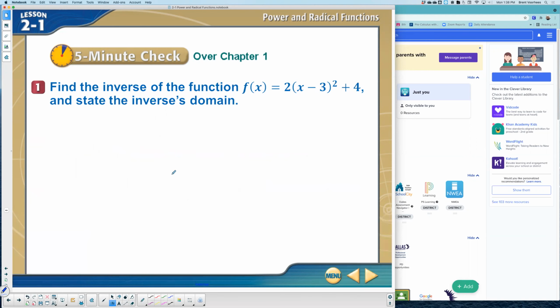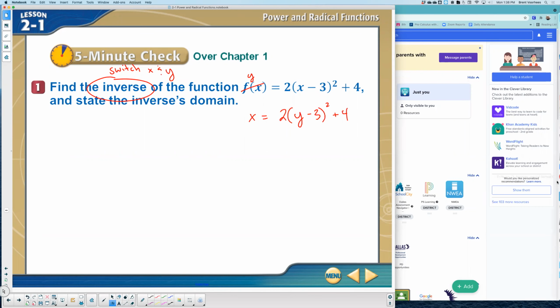Number 1 says find the inverse of this function and state the inverse's domain. So this is one of the 4 key things you need to know from chapter 1. How do you find an inverse? Switch x and y. It's very key that you know that. Inverses we will deal with throughout the whole year. You need to switch x and y. So f of x represents the y. So what we'll have is x equals 2 times y minus 3 squared plus 4.